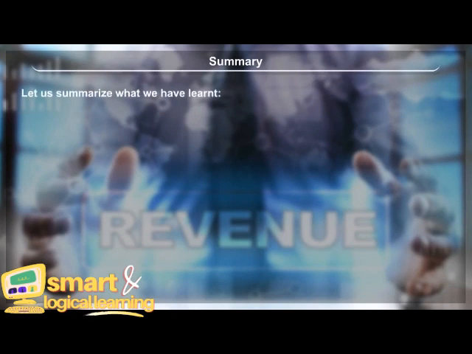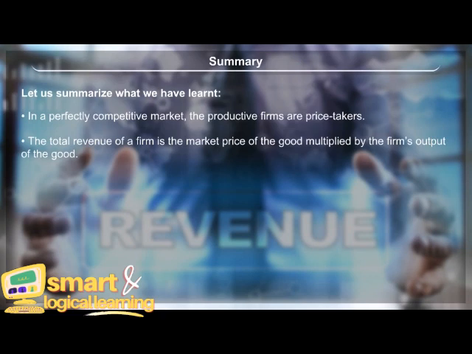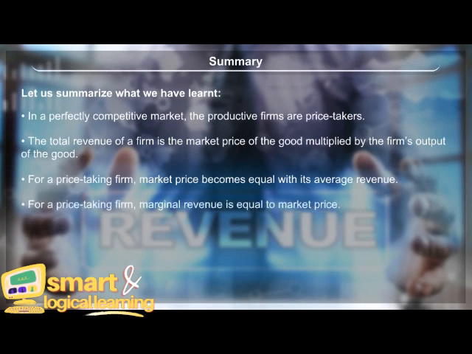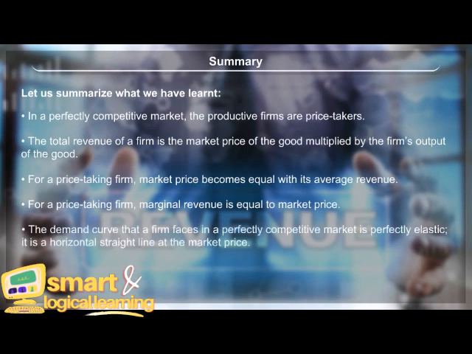Summary. Let us summarize what we have learned. In a perfectly competitive market, the productive firms are price takers. The total revenue of a firm is the market price of the good multiplied by the firm's output of the good. For a price-taking firm, market price becomes equal to its average revenue. For a price-taking firm, marginal revenue is equal to market price. The demand curve that a firm faces in a perfectly competitive market is perfectly elastic. It is a horizontal straight line at the market price.